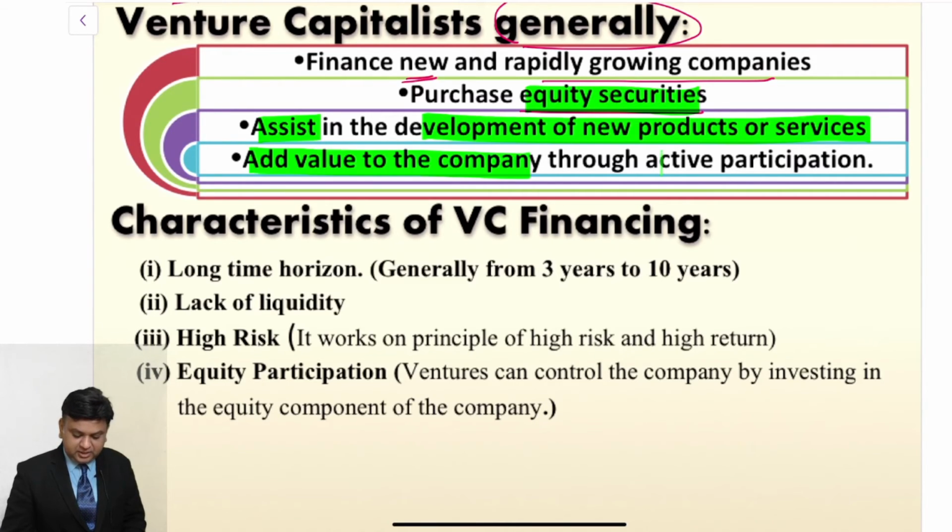They add value to the company through active participation, and at the same time they give you a network advantage. Whatever entities they have provided financing to, internally they will be able to give business to one another.